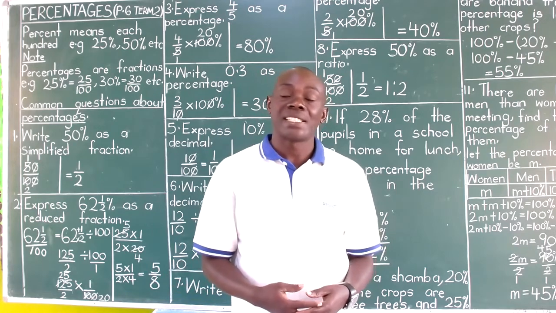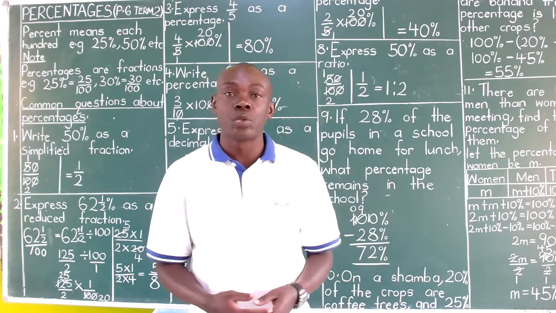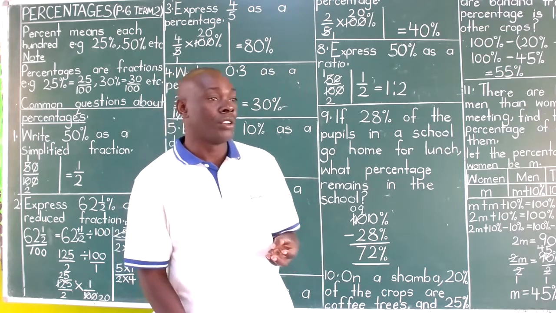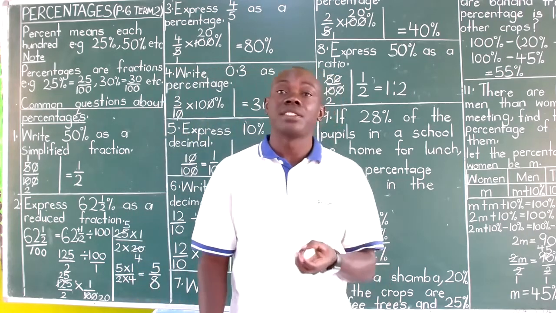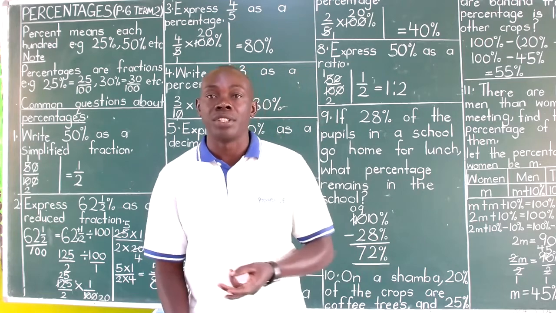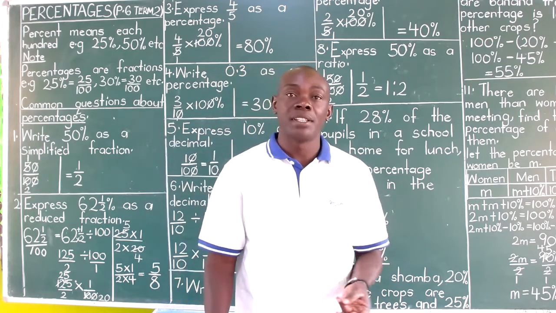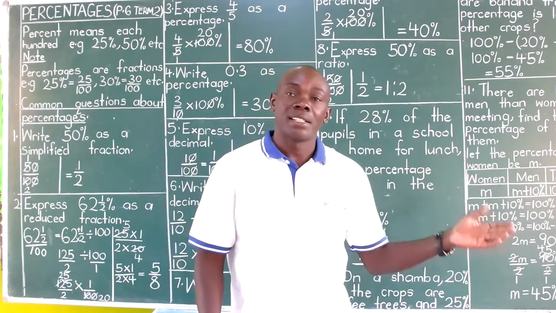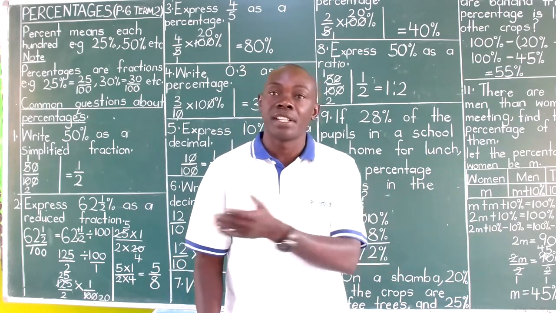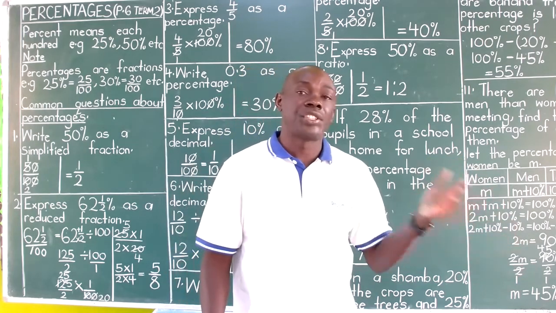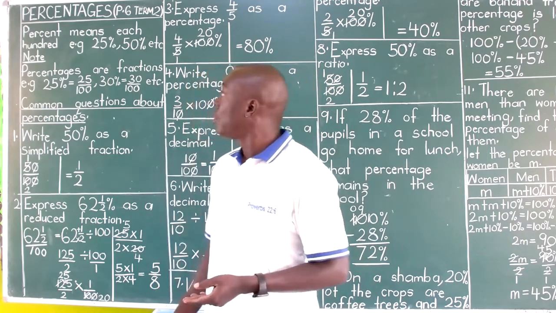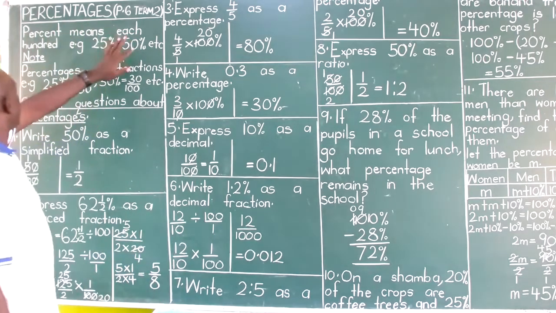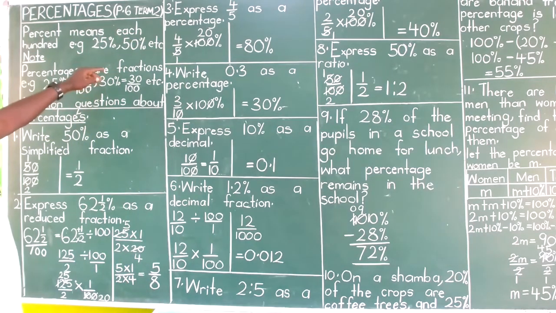The word percent is from two words. Per means each or every. Then cent means 100. So percent means every 100, or each 100.